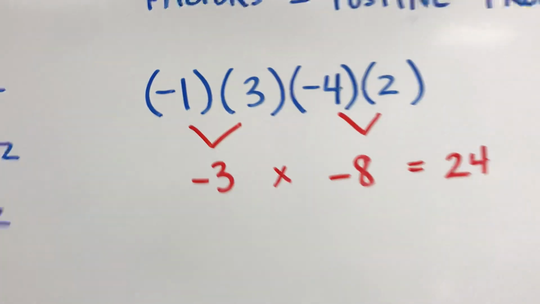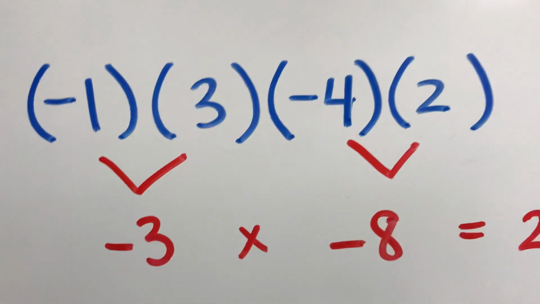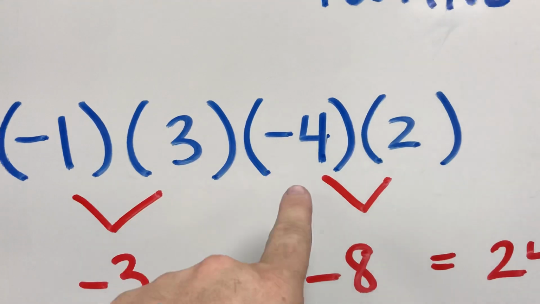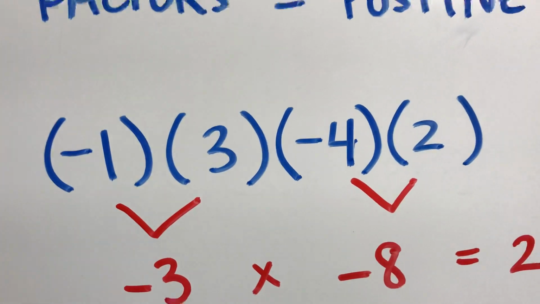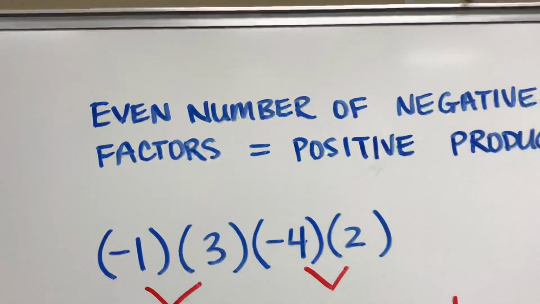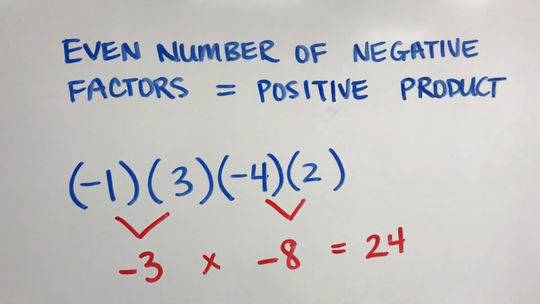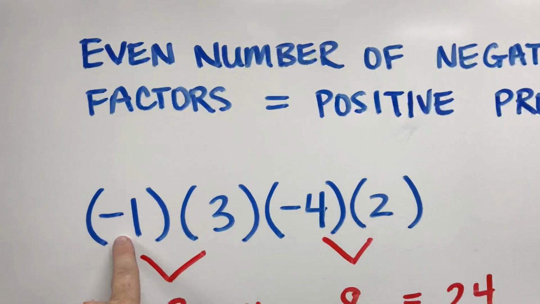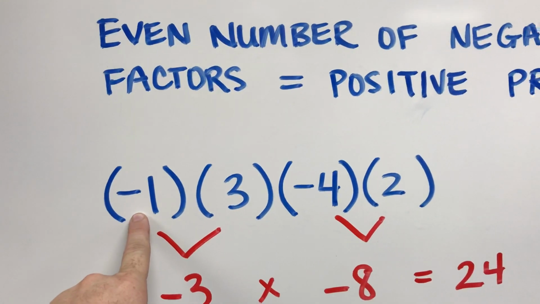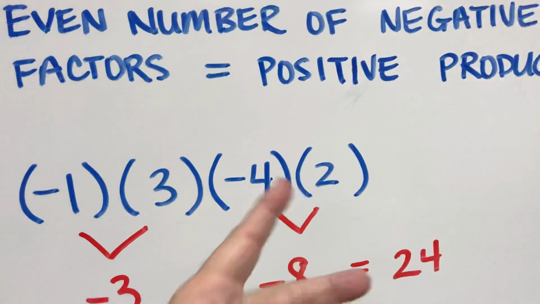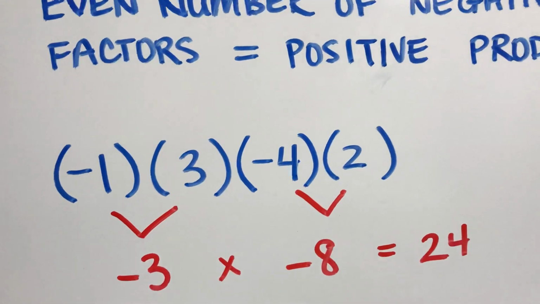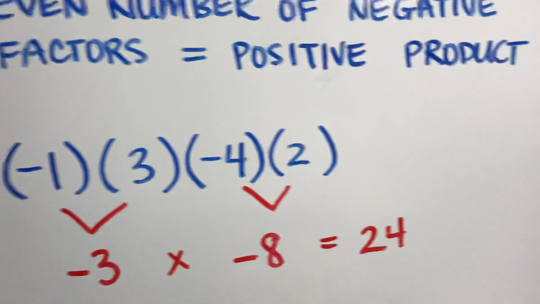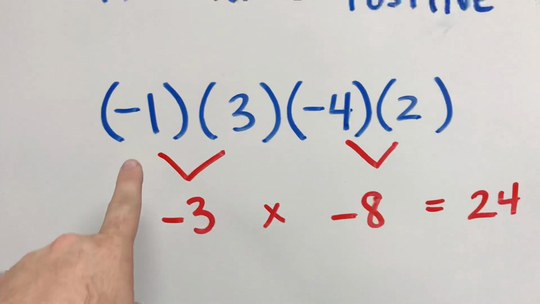In this example, you're multiplying 4 factors, -1, 3, -4, and 2. You're multiplying all of that. If you have an even number of negative factors, you're going to have a positive answer, positive product. So you have a negative factor and a negative factor. So you have 2 negative factors. That's an even number. 2 is an even number. So you're going to have a positive product.